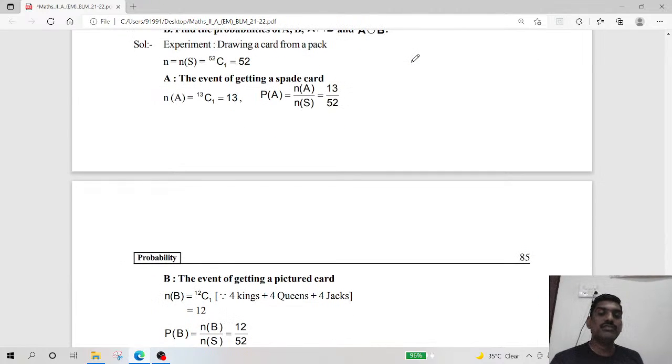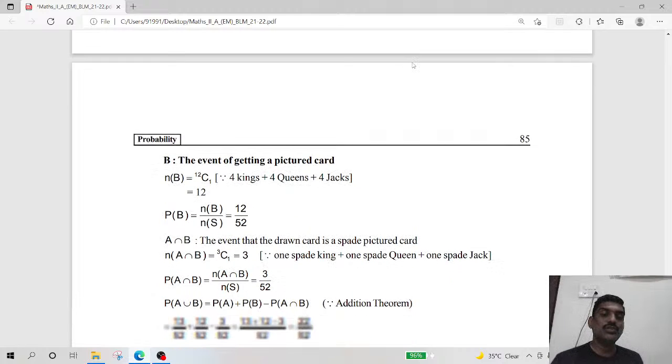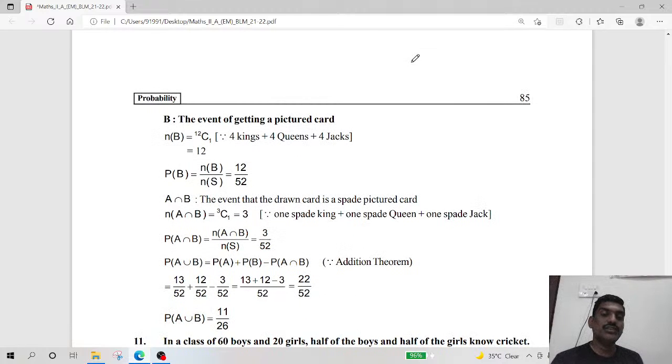And B is the event of getting a picture card. 4 kings, 4 queens, 4 jacks, so 12 divided by 52. A intersection B is a spade as well as a picture card, only 3, so 3 over 52. A union B: maybe king, maybe queen, maybe jack.